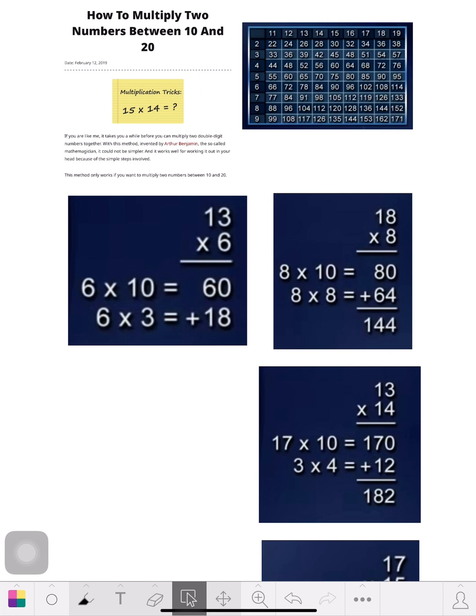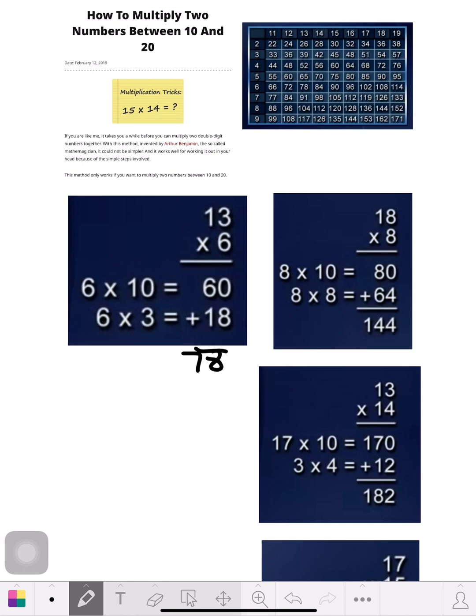So let's start out. The first one is 13 times 6. You take the double-digit number between 10 and 20, which is 13, and multiply it by the single-digit number, the 6. So you multiply the 6 times the 10, and you get 60. You multiply the 6 times the 3, the units digit, and you get 18. You add those together, and you come up with 78, and that's the answer.